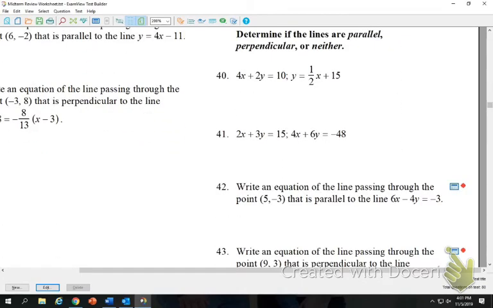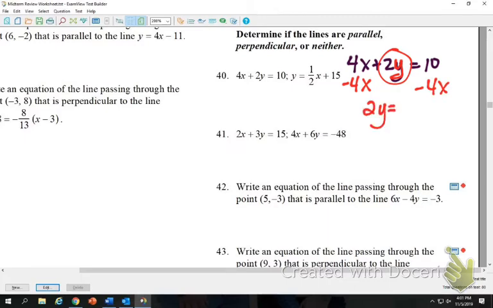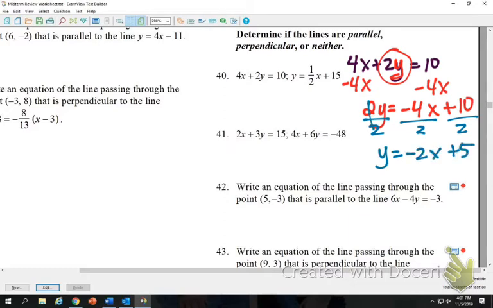Determine if lines are parallel, perpendicular, or neither. In order to do this, they must be written in y equals mx plus b. So you need to take them aside and put them in y equals mx plus b. Maybe I'll put it over here, so I'll have some room. In order to get it in y equals mx plus b, I've got to solve for y. So I need to get 2y by itself. I'm going to subtract the 4x. 2y equals negative 4x plus 10. Now I am going to divide each piece by 2. y equals negative 2x plus 5.